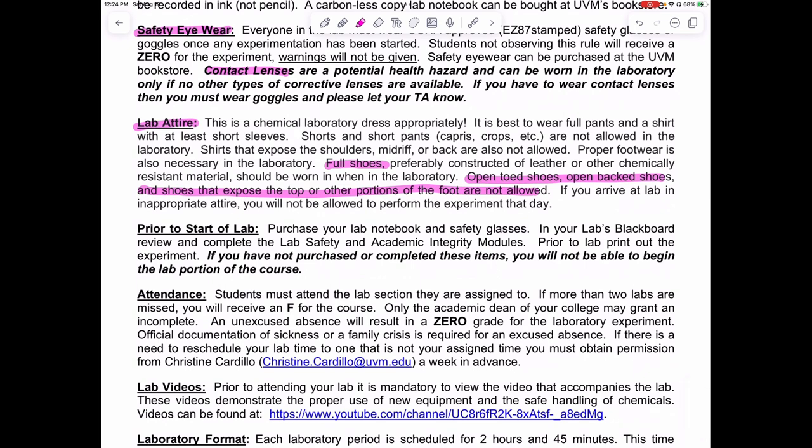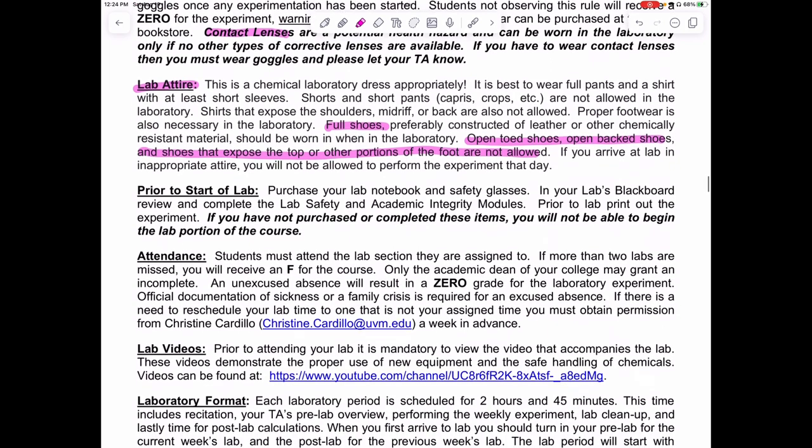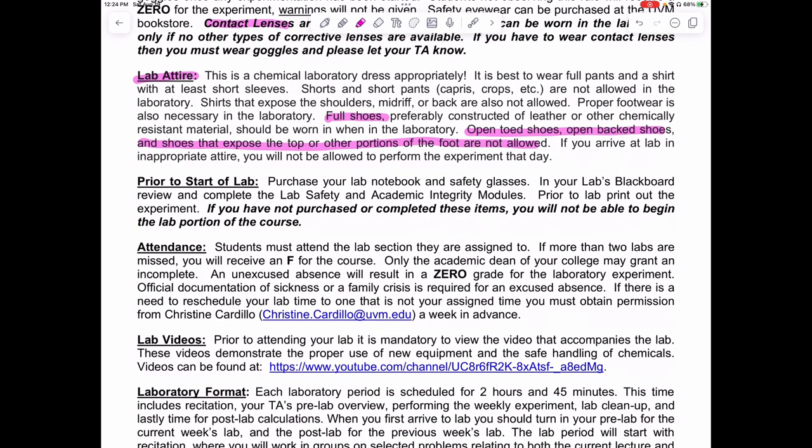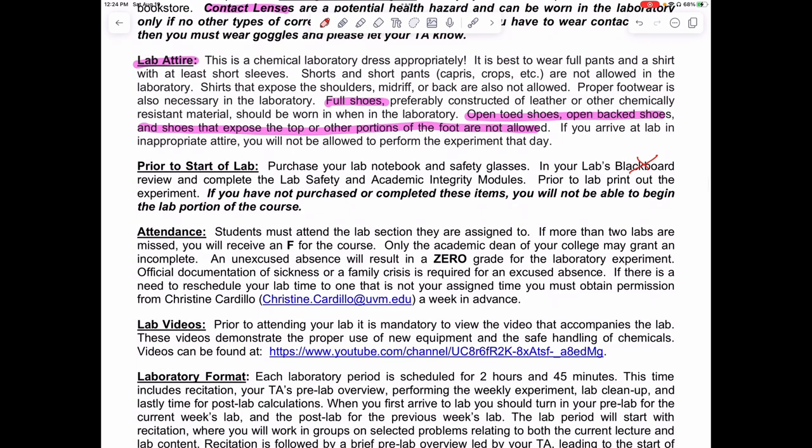Prior to start, we need to have everything ready, right? That's for those 2 weeks. Lab notes, safety glasses. I gotta still walk through this document and get rid of all the blackboard stuff. Attendance, this is the big one.